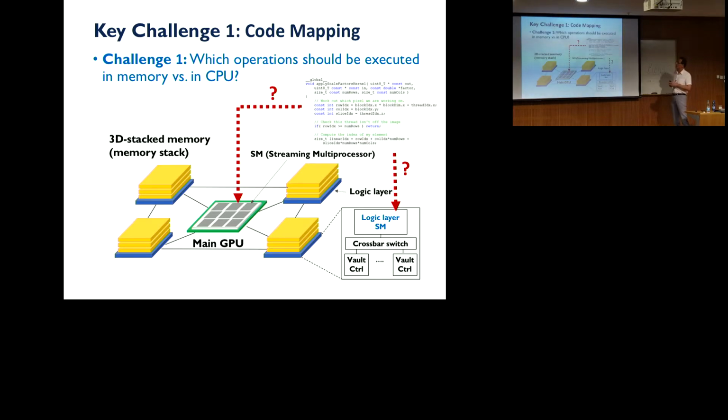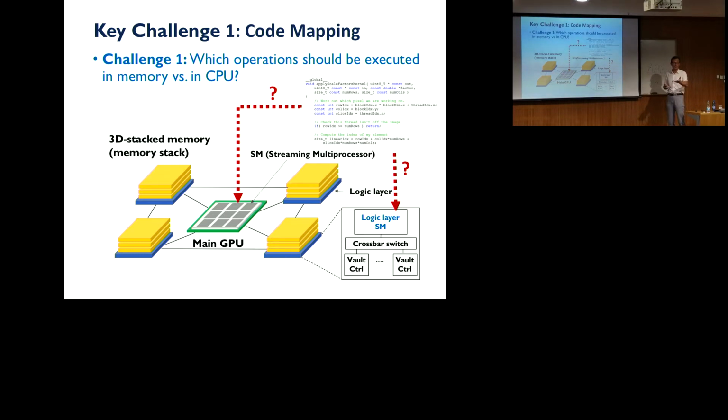But let's look at some of these challenges in some detail, maybe not a lot of detail. But one key challenge is code mapping, which operations should be executed inside the memory versus the CPU. This is an example in case of GPU. So who decides that? You can punt it to the programmer. And actually, what we've done is a lot of programmer-based work, as you can see. This is compiler-based, this work that's depicted over here. But who does that is an interesting question for sure.